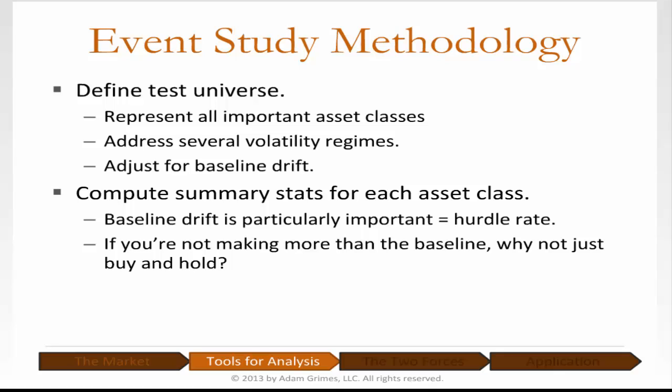So what you're doing here is every market has, let's say, a buy and hold return. If you come to me and say, I have this great stock strategy that makes 7% a year, well, you pretty much make that buy and hold. So you have to overcome that as a hurdle rate. And all of the patterns we have, one of the ways to separate them from randomness is to look at them against that baseline drift. They have to do better than buy and hold, in other words. Then you compute summary statistics for each asset class, and as I said, the baseline drift is particularly important.